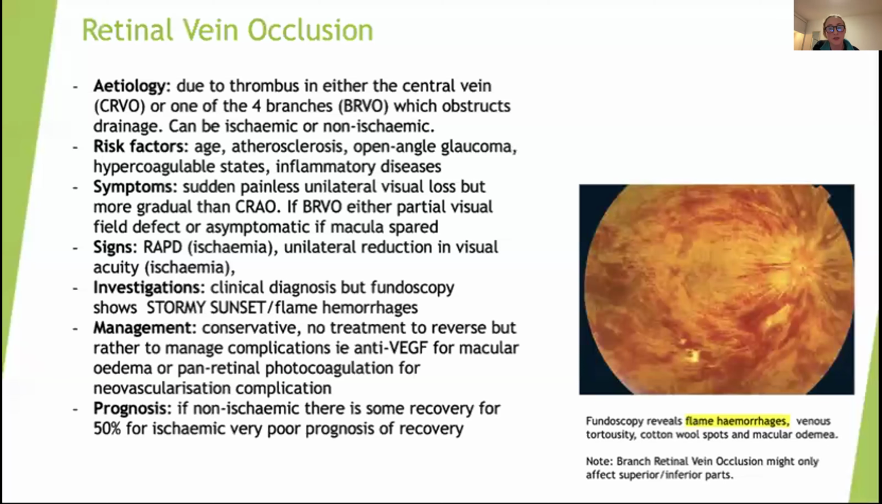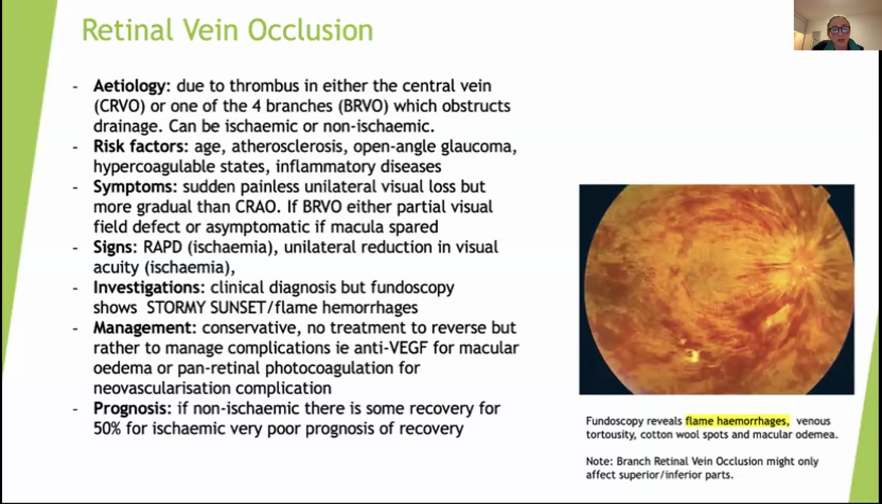And they can look slightly different. It doesn't always look classically like this. So it's worth just flicking through a couple of images to try and get those spot diagnoses. But again, it's conservative management, no actual treatment to reverse it, but you can manage the complications by giving anti-VEGF for any macular edema or pan-retinal photocoagulation if you get neovascularization. Some recovery, but again, there's quite a poor prognosis for retinal vein occlusion as well.